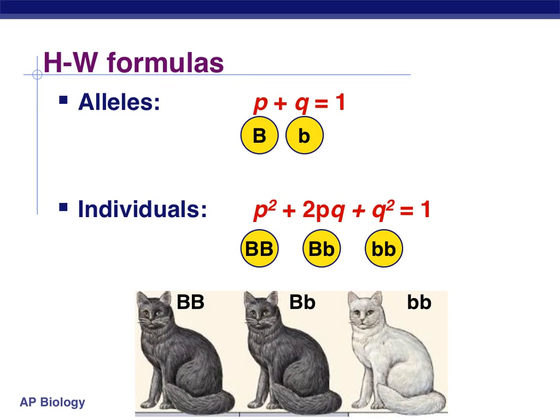Right, so to put it in pictorial format, here we go again. p plus q equals 1. In this situation, we are only talking about alleles. p squared plus 2pq plus q squared equals 1. In this situation, we're talking about individuals, whether you are homozygous dominant for a trait, heterozygous for a trait, or homozygous recessive for a trait.